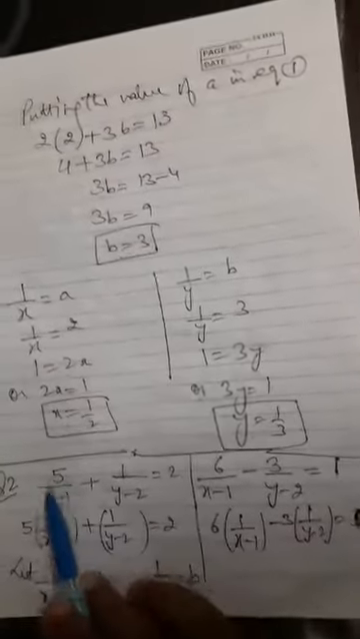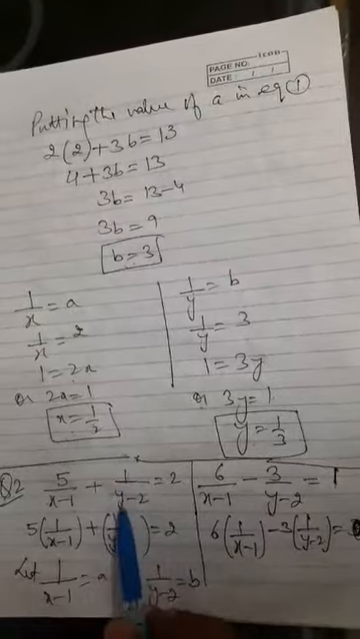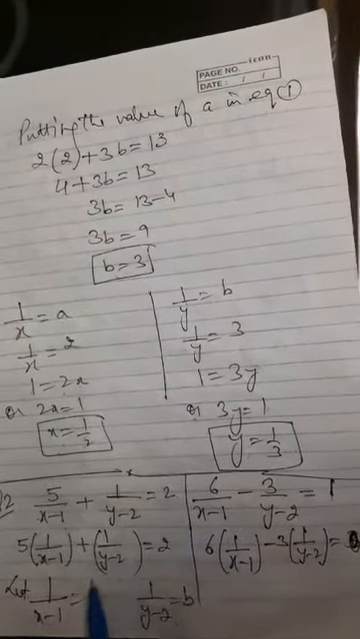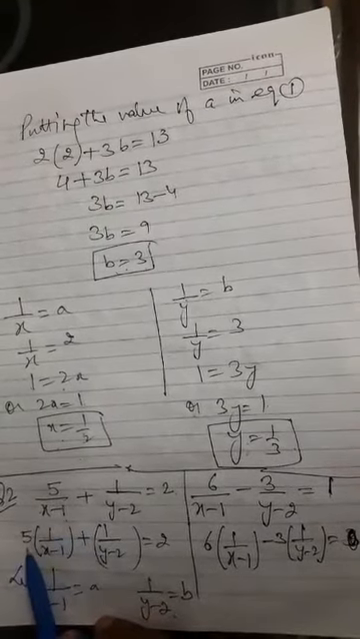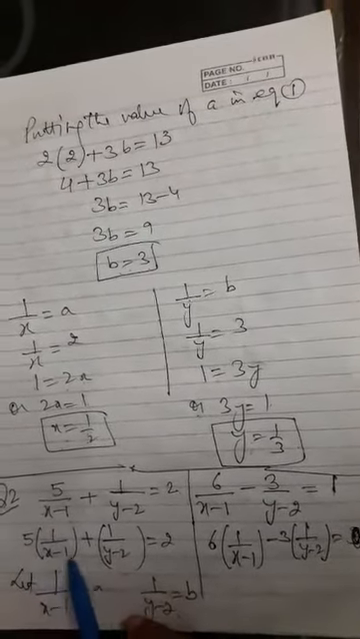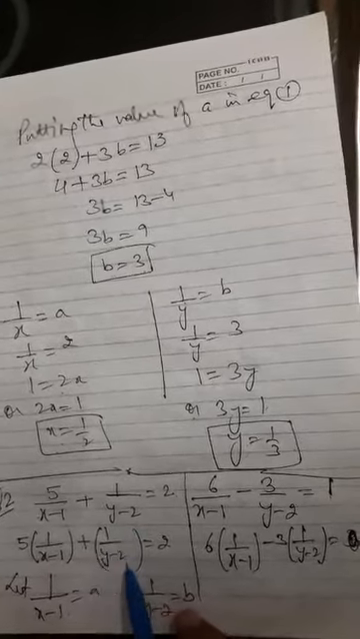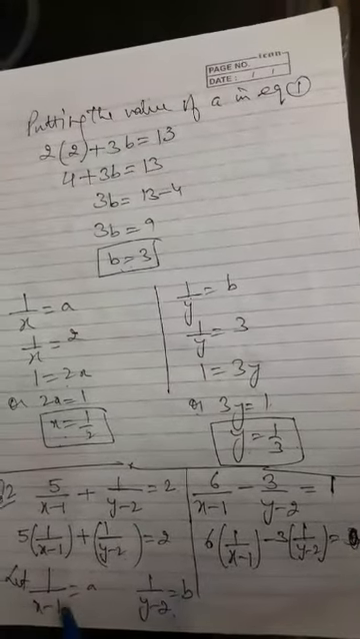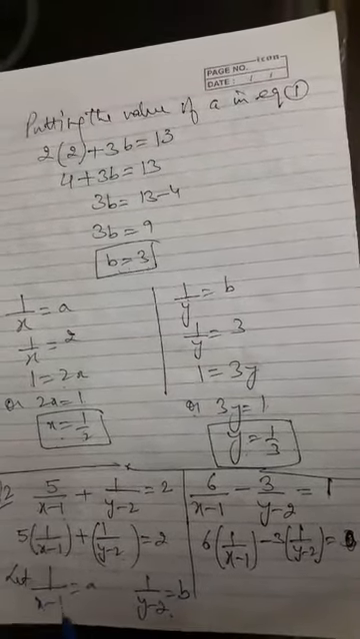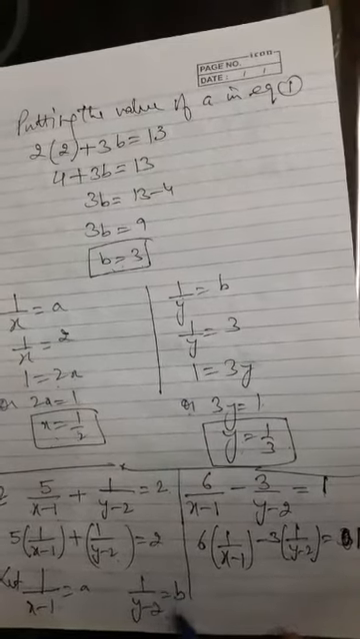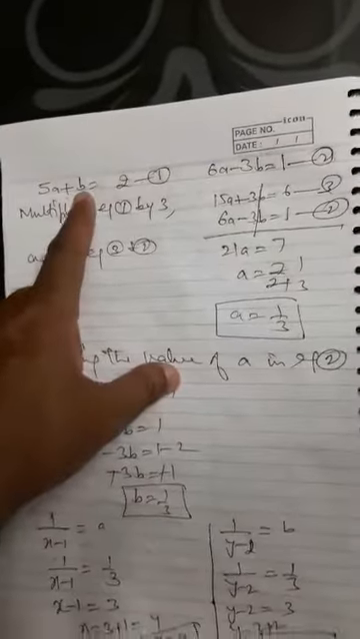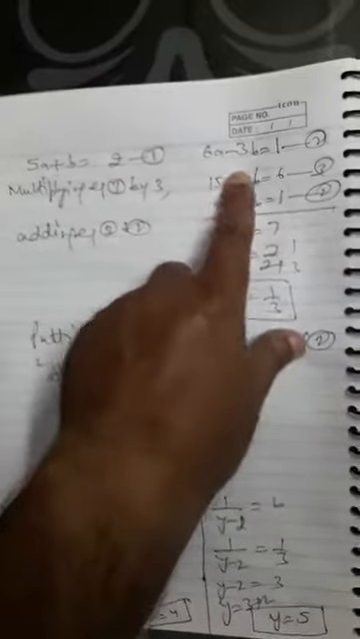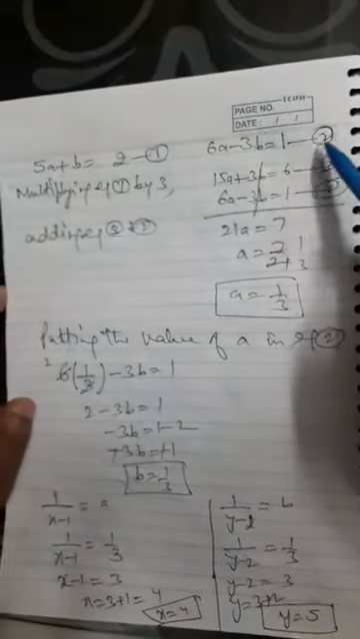Now 5 upon x minus 1 plus 1 upon y minus 2 equal to 2. Solve this equation again. 5 upon x minus 1 can be written as 5 into 1 upon x minus 1 plus 1 upon y minus 2 equal to 2. Again, let 1 upon x minus 1 equal to a and 1 upon y minus 2 equal to b. So again I will get equations 1 and 2, that is 5a plus b equal to 2 and 6a minus 3b equal to 1, that is the second equation.